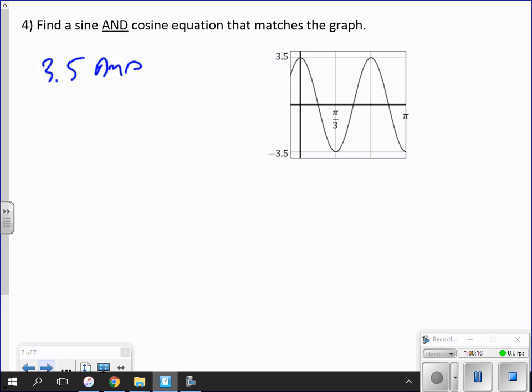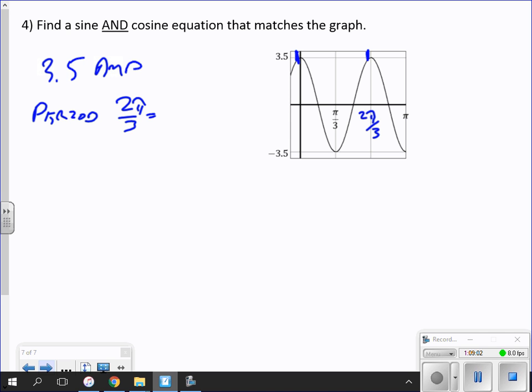The period, here's what's nice about finding the period from the graph. It's from any point in its repeated place, next one down. So our period goes from here to there. It's counting by 2 pi over 3, because halfway is pi over 3, so all the way is 2 pi over 3. So hang on. Our period is 2 pi over 3.